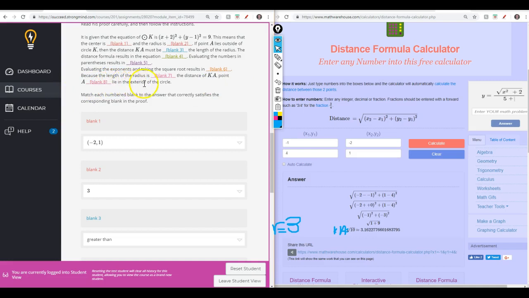So then the question is, does point A lie in the exterior of the circle? So again, if we were to talk about a circle having a radius of 3, and I drew some point somewhere out here, I drew a line that was 3.16, it would go outside of that circle because it's larger. That length is longer than the radius. So it does lie outside of the circle.